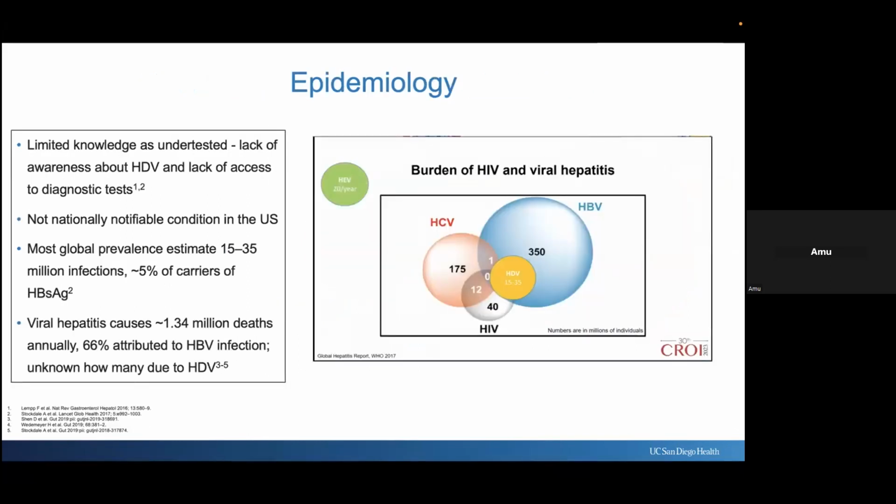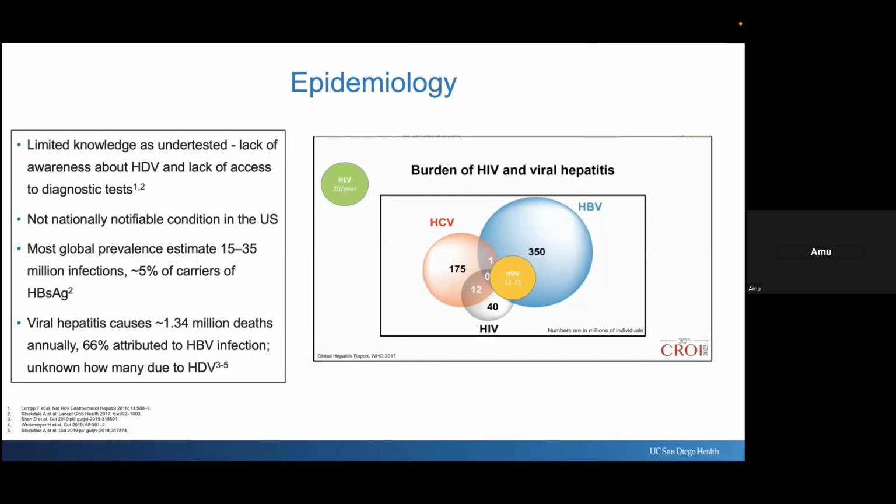Our knowledge about the prevalence of hepatitis D, however, is severely limited by lack of testing, probably due to the lack of awareness about hepatitis D infection combined with lack of accessible diagnostic tests. In the US, hepatitis D is not a nationally notifiable condition, actually. So the actual number of hepatitis D cases in the US is unknown.